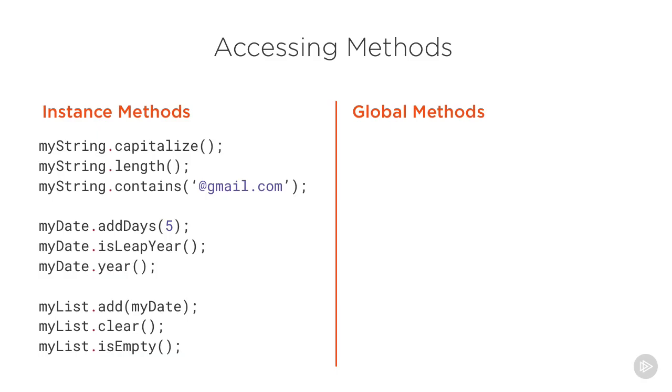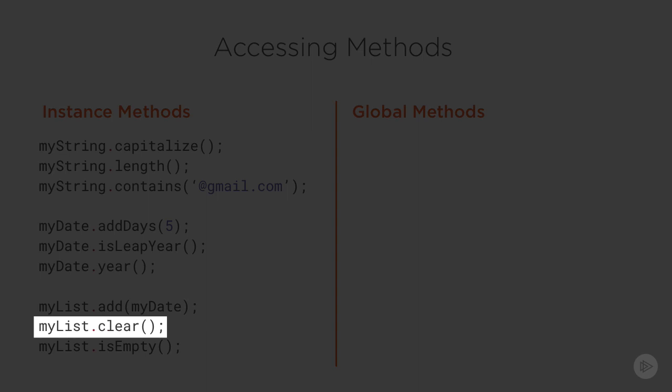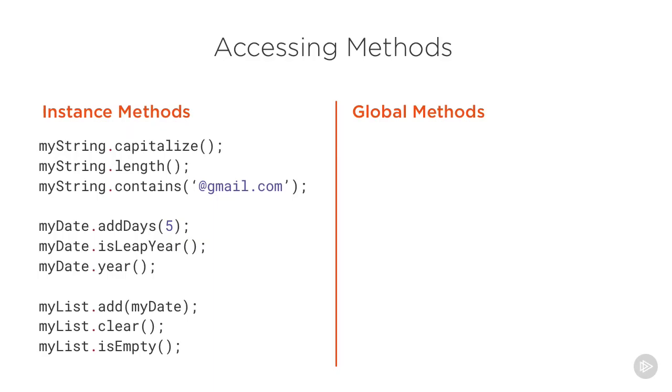Finally, here are some instance methods for lists. Remember, lists are collections of values in Salesforce, and lists are considered data types too. So if we have an instance of a list, in this case, the variable myList, then we can call list instance methods such as add, which adds a value to our list, clear, which removes all values from our list, and isEmpty, which tells us true or false if our list has any values inside it.